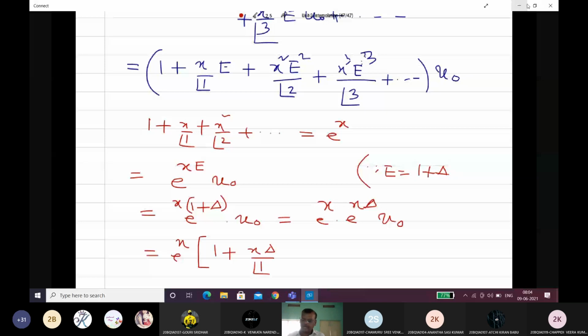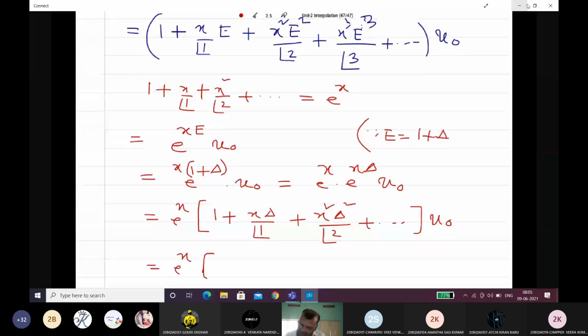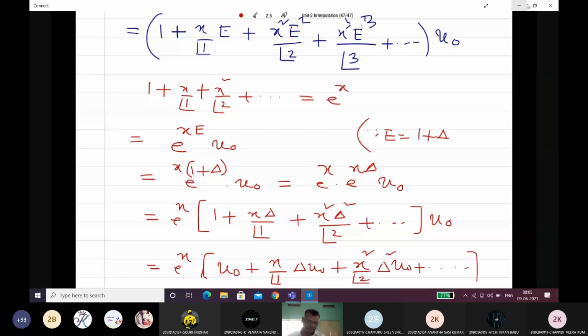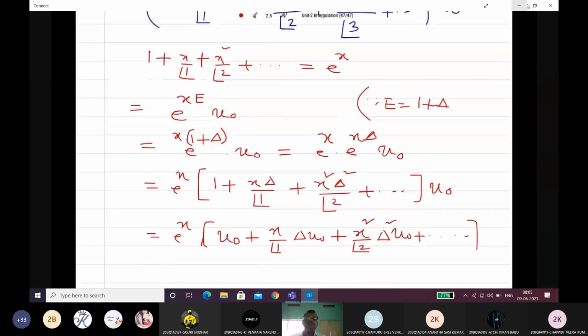Take u naught inside. Therefore, we have to write that one as e power x into u naught plus x by factorial 1 delta u naught plus x square by factorial 2 delta square u naught and so on. This is the proof of the second one. This is a simple solution for the given problem.